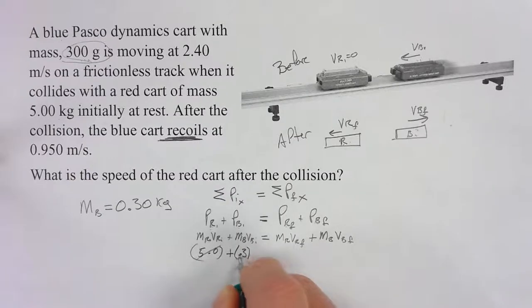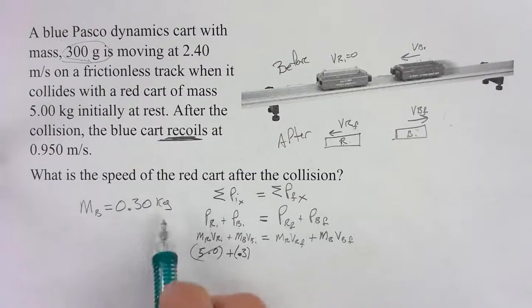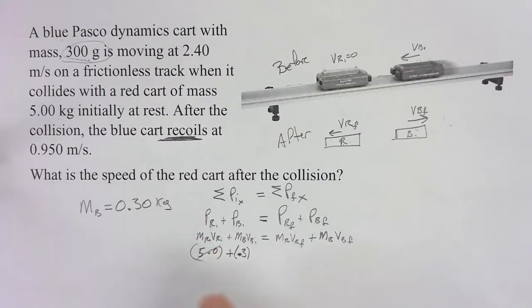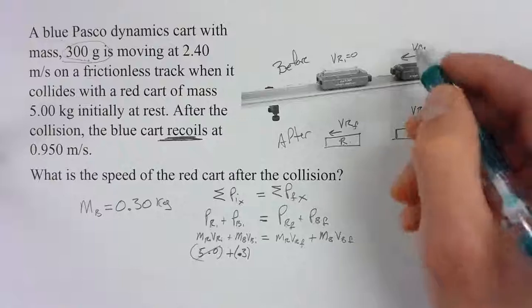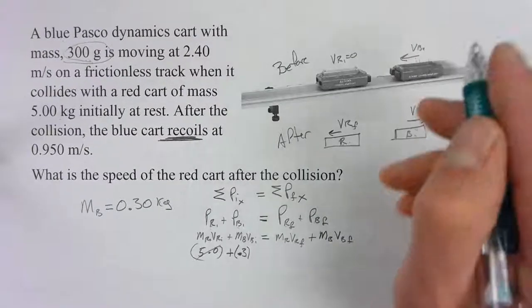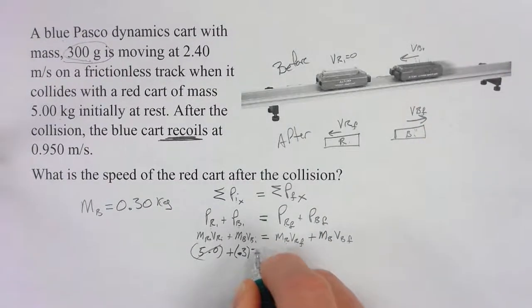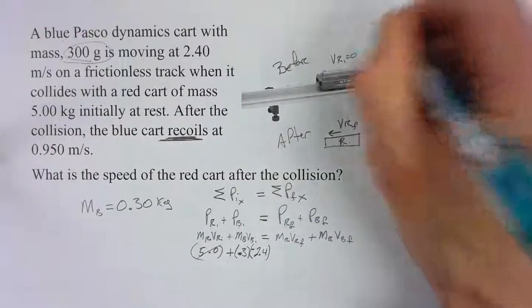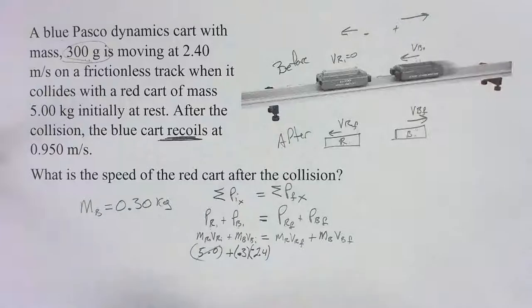Remember, again, we got to keep our units straight. They don't always have to be kilograms. They all have to match. So the velocity of the blue one initially we said is 2.4, and we got it going left in our illustration. Left is negative in our system, so I have a negative 2.4. Again, that's because it's left. We have right as positive, negative is left, is the convention we use in our class.